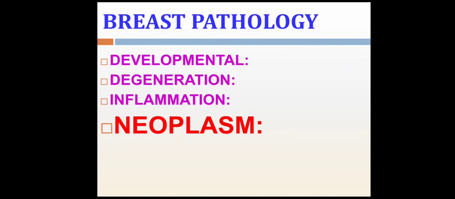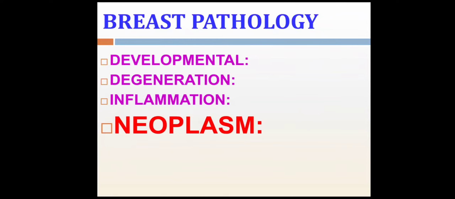Coming to hypertrophy, macromastia is a term used for an increase in the size of the breast. Then degeneration of the breast occurs in some trauma or due to hormonal suppression, and atrophy of the breast occurs with age, mostly in postmenopausal or elderly women. We see the atrophy of the breast.